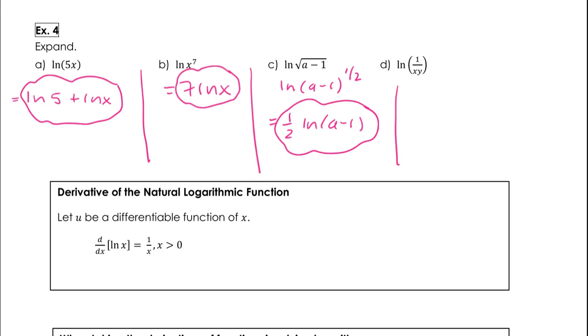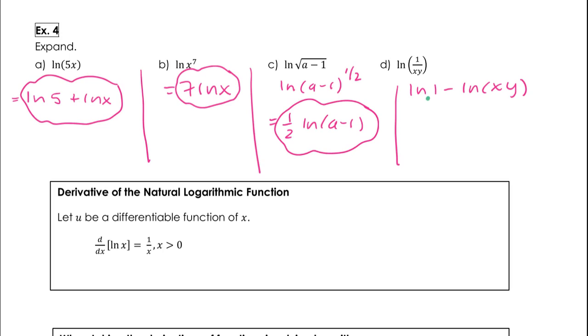Okay, this next one's going to take us a couple steps. We're dividing, so we have natural log of 1 minus natural log of xy. But look right here, we're going to keep going because xy is together. Also, natural log of 1, we know what that is. That was from the first page. We know that natural log of 1 is 0.